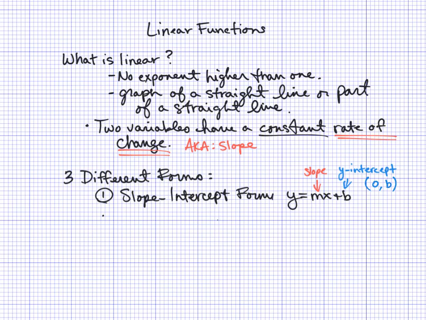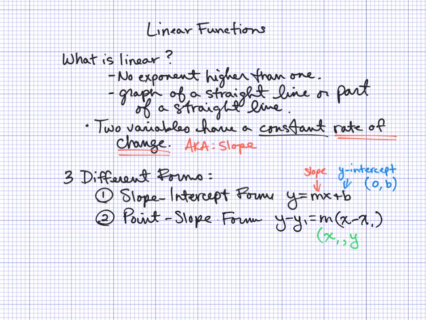Another form that you may have written it in is something called point-slope form. Point-slope form looks something like this: y minus y sub 1 is equal to m times the quantity x minus x sub 1, where a point on the line has the coordinates x sub 1 comma y sub 1. And of course, there's that slope again in point-slope form.